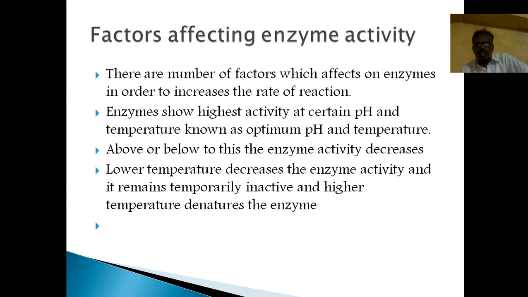Lower temperature decreases the enzyme activity and it remains temporarily inactive, and higher temperature denatures the enzymes. So high temperature keeps denaturing the enzyme, and lower temperature keeps decreasing enzyme activity. So optimum temperature is very much essential for enzyme activity. Clear? So optimum pH and optimum temperature are the major factors which affect enzyme activity.